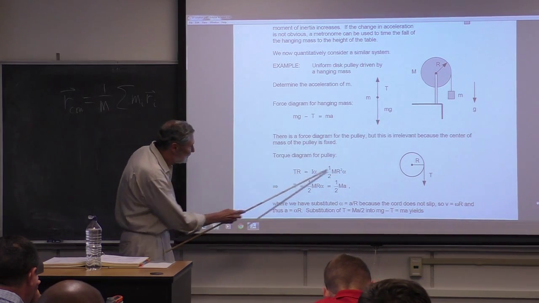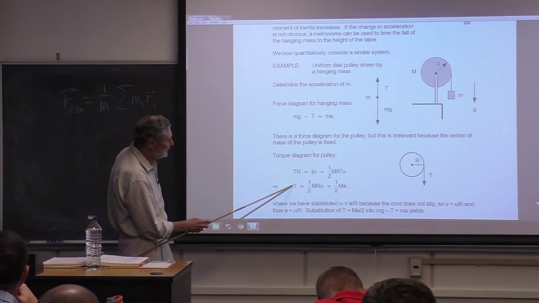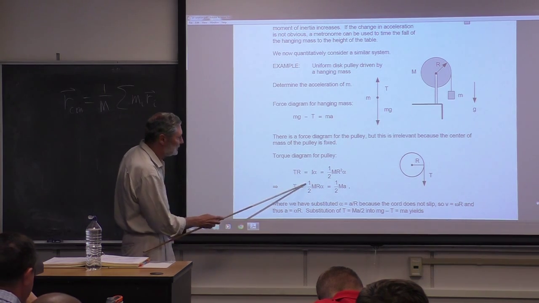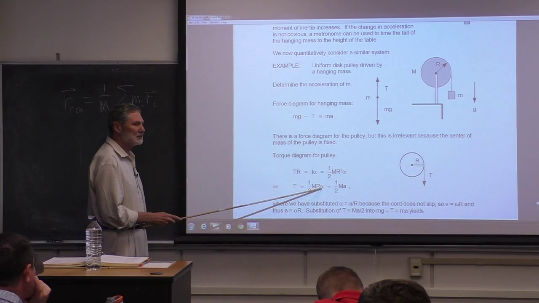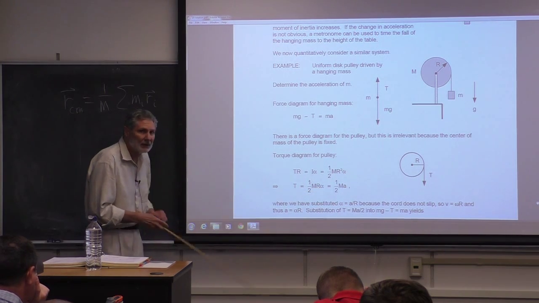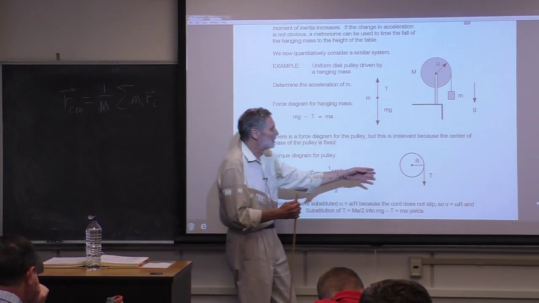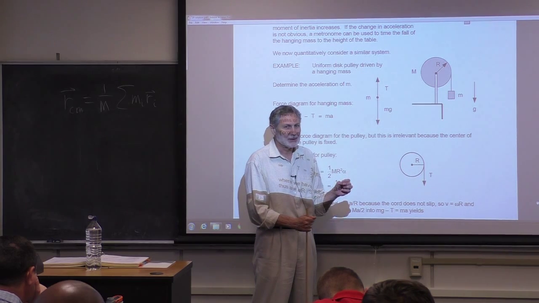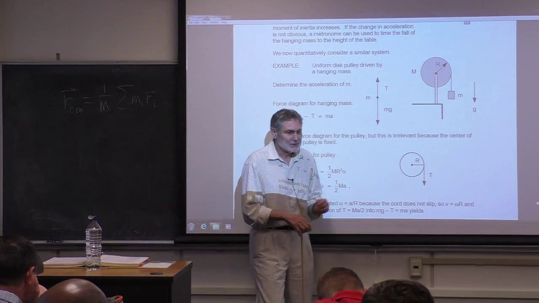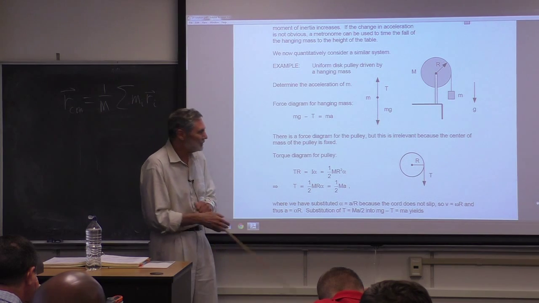So I can simplify this. I can cancel an r. I can get an expression for T here. It's equal to this. Now, what's alpha? Well, we don't know alpha. But we know the cord. We're going to assume that the cord is not slipping, right? So that has a very important consequence here.